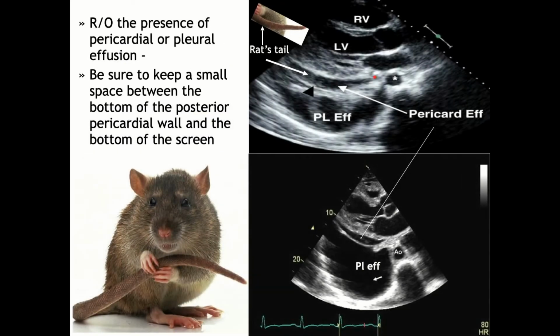On parasternal long axis, if there is an effusion, you might be able to see pericardial effusions as well as pleural effusions. Sometimes in this view, a pericardial effusion is called a rat's tail because of that appearance. And again, if I had that descending aorta in view, I might not have seen all of that pleural effusion, but I sure would know it's there so that I could adjust my depth accordingly.